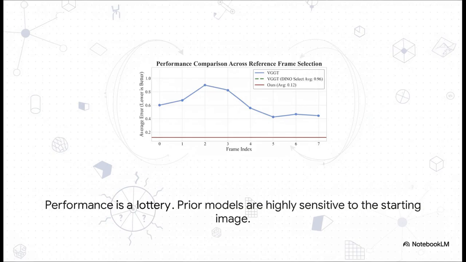That's a top-tier model, VGT, running on the exact same set of images. The only thing that's different is which image it's told to start with, the reference view. And look at the results. They're all over the place. Pick a good starting frame, you get low error. Pick a bad one, and your performance just tanks. It's totally unpredictable. Now, see that flat, calm red line at the bottom? That's Pi³, rock solid. No matter where it starts, the performance is the same. That's not a lottery, that's reliability.